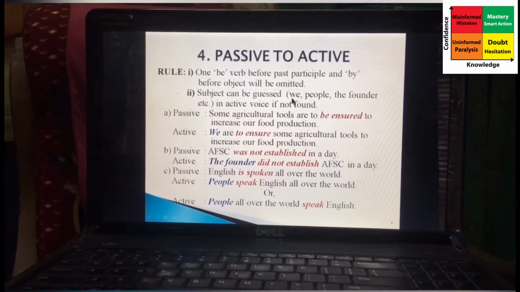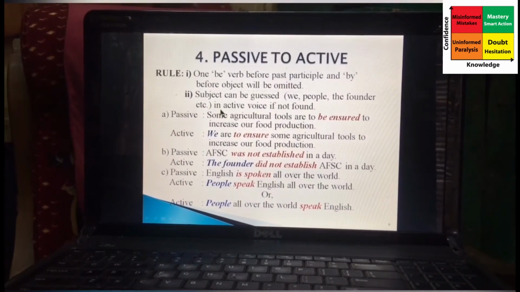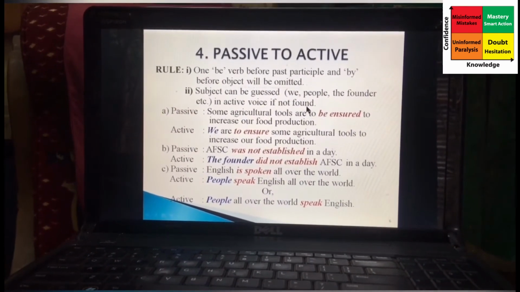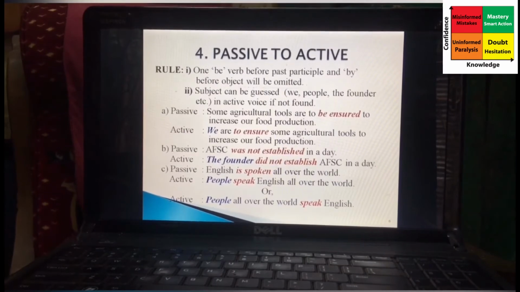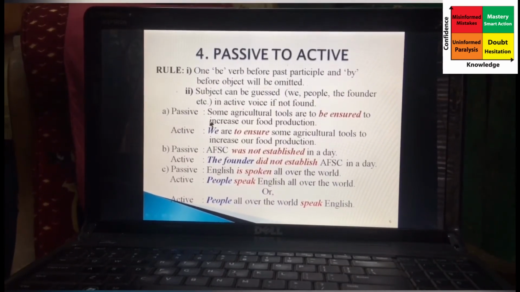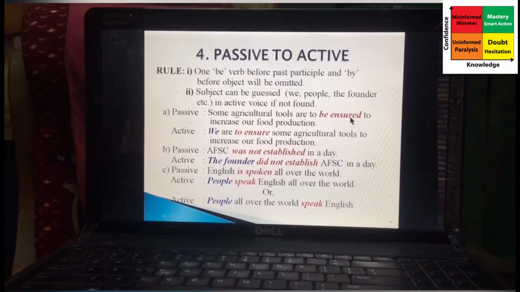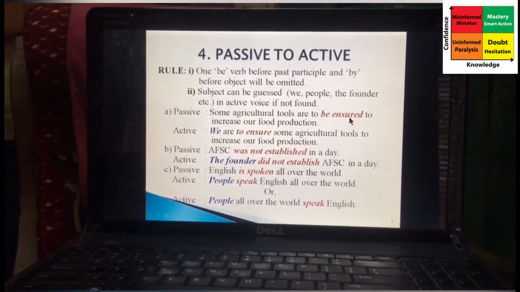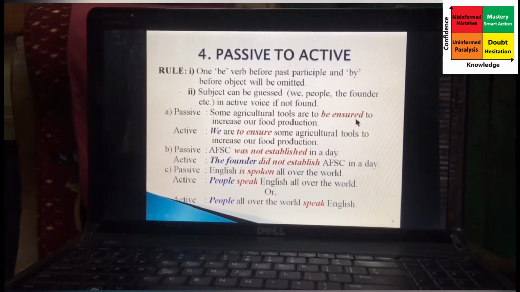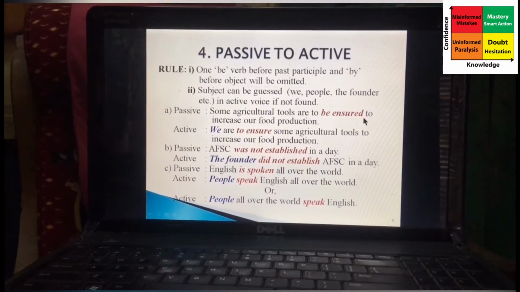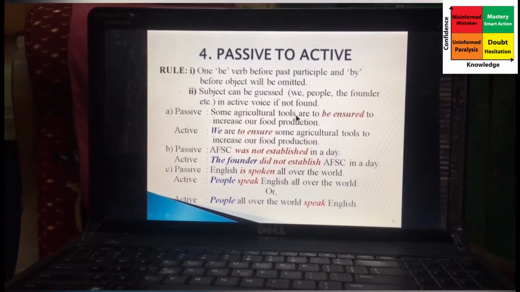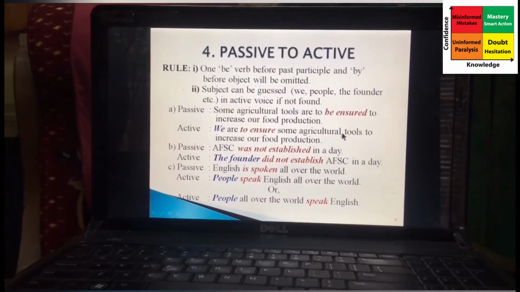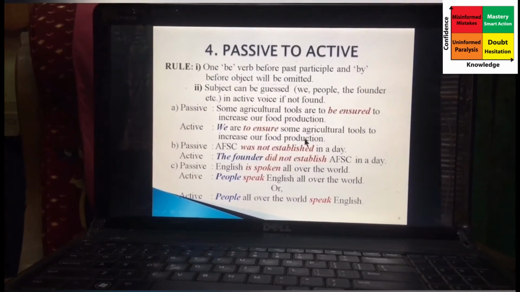Otherwise we cannot make it active, like we, people, the founder, etc. in active voice. And if not found, that means if we don't get the object, then we have to guess the subject. Like, some agricultural tools are to be ensured. It is passive because of "be ensured". If we get be plus past participle form, it is passive. So it is of course passive, but we are not getting any object. So the object we can guess. All right, agricultural tools are to be ensured. Who will ensure? We are to ensure some agricultural tools to increase our food production.